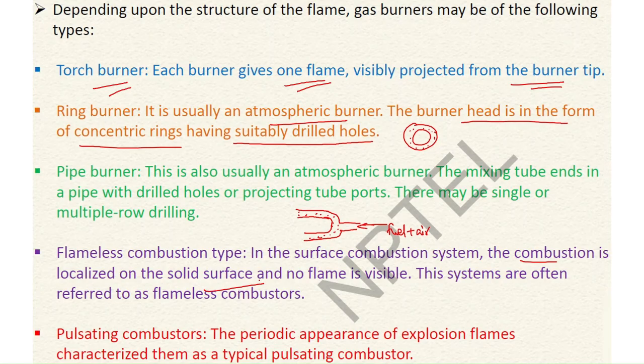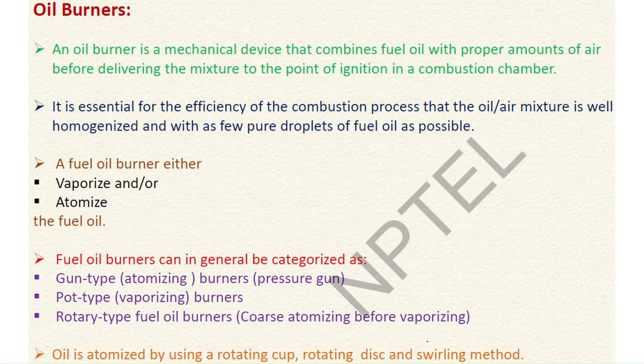Okay. Coming on to the pulsating combustors, the periodic appearance of explosion flames is characteristic of a typical pulsating combustor. It is basically a blinking kind of movement of a flame. It is a pulsating combustor. Coming on to the oil burners, till now we talked about the gas burners.